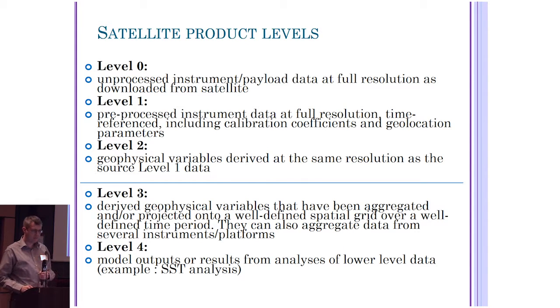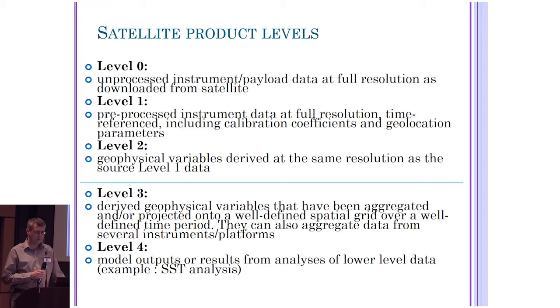So what do I mean when I say satellite product levels? So these range from 0 to 4, and as you go to a higher level of processing, the level number increases. Within CMEMS, we provide level 3 and level 4 data, but for completeness, I'll just quickly explain the lower level ones. So level 0 are the unprocessed data that come from the satellite.